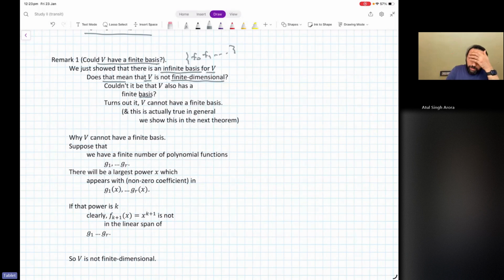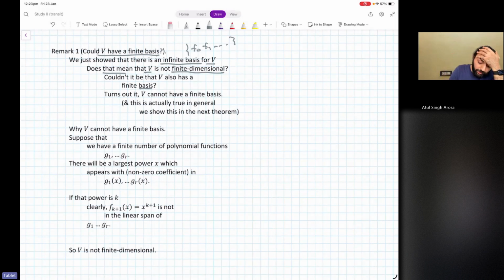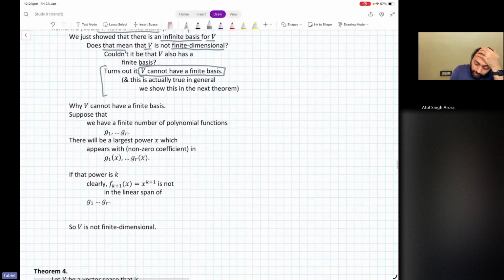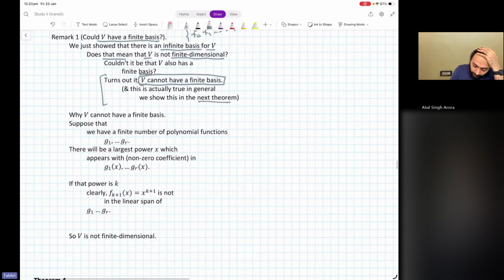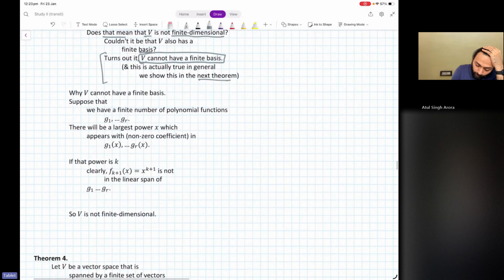It's not clear a priori that just because we found an infinite basis, there cannot be a finite dimensional basis as well. It turns out that it cannot. So we cannot have a finite basis, as it says here. And this actually turns out to be true very generally, so we'll prove it in the following theorem. But let's look at this specific example and see why we cannot have a finite basis.